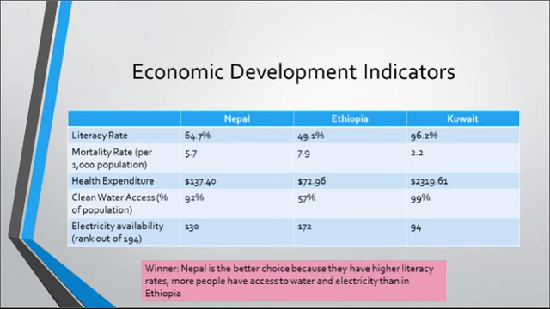Nepal also has a lower mortality rate. This has a lot to do with that they have a higher access to clean water and are better ranked in electricity availability.